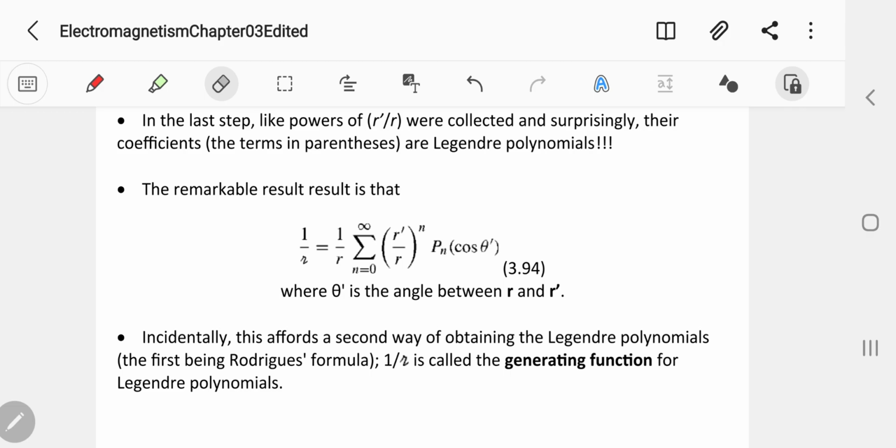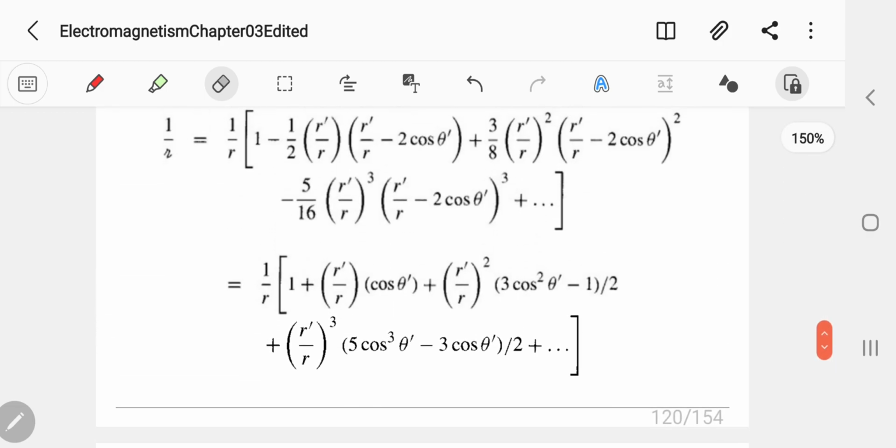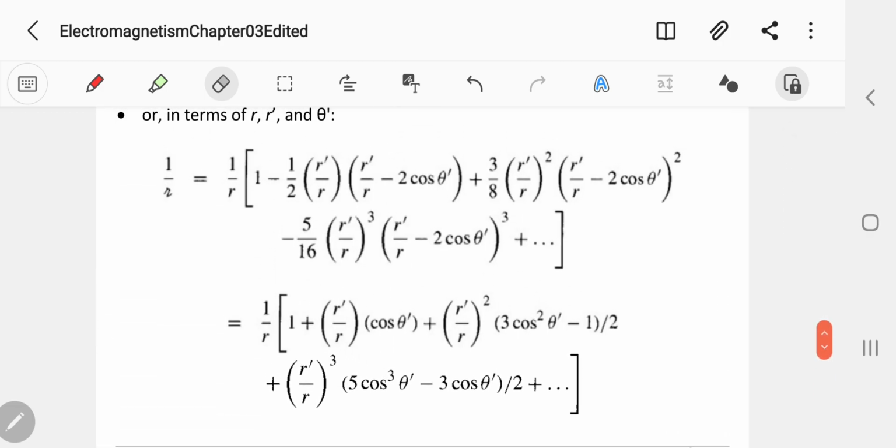By the way, the process of approximating this one is also one way of generating the Legendre polynomials. So if you continue this series, you will still find a lot of Legendre polynomials.